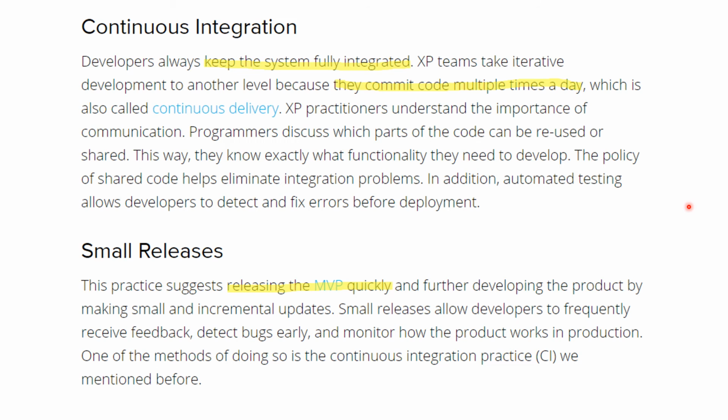Continuous integration, right? So developers always keep the system fully integrated. They commit the code multiple times in a day, which is also called continuous delivery, right?